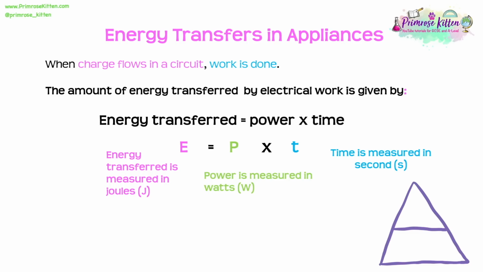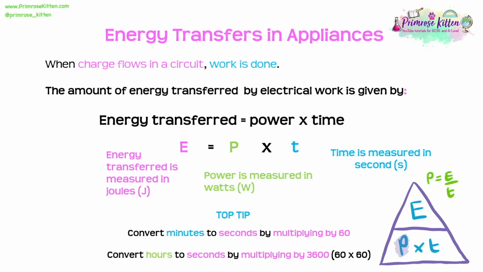To do this, we just put the P times T on the bottom. Remember, the bit with the times always goes on the bottom of a triangle, and an E on the top. Then, for whatever it is that you want to find, just cover it up with your finger and then use the triangle to get your rearranged equation. For example, power, P, equals energy over time.